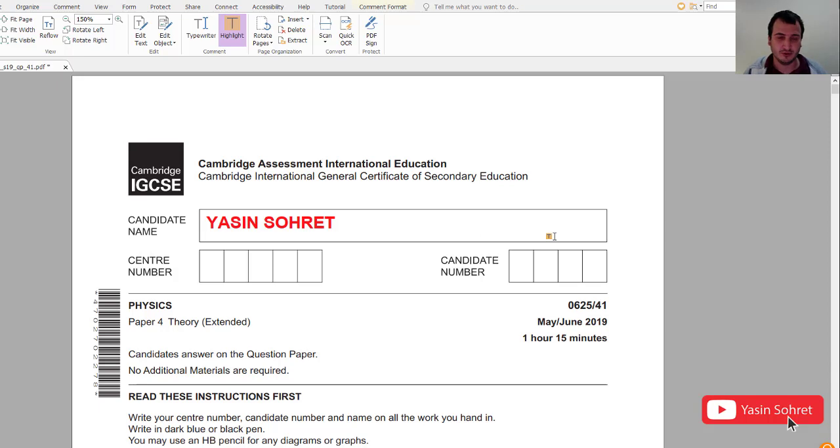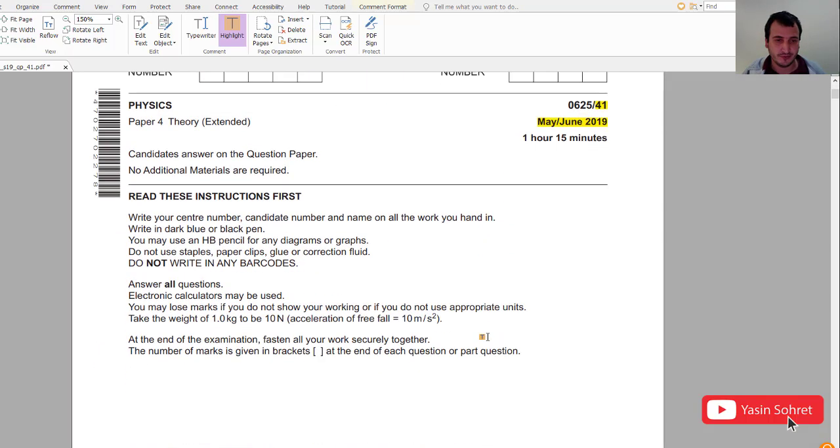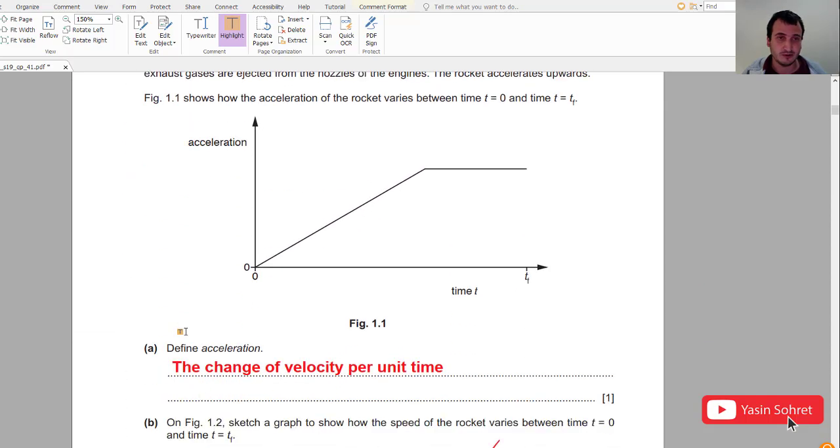Hello guys, today I'm going to solve May-June 2019 physics past papers. It's a 4-1 variant. Before starting the questions, let's read the instructions first, and you should be careful. Take the weight of 1 kilogram to be 10 Newton, and the acceleration of free fall is 10 meter per second squared. That's an important thing. You should keep it in your mind while you are solving the questions.